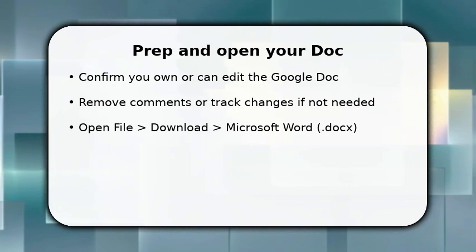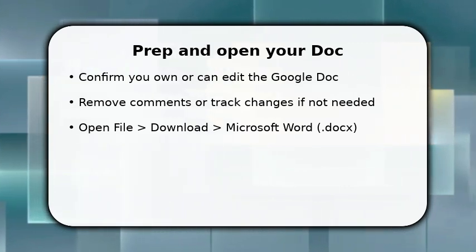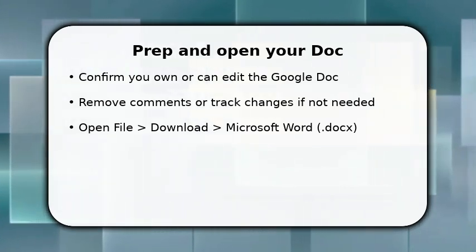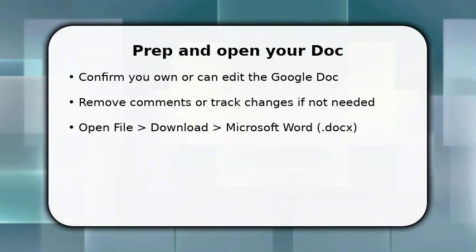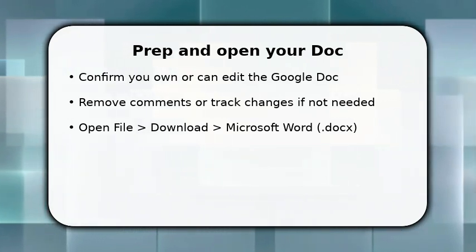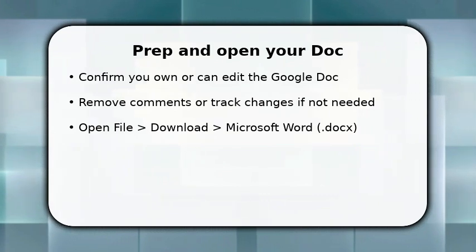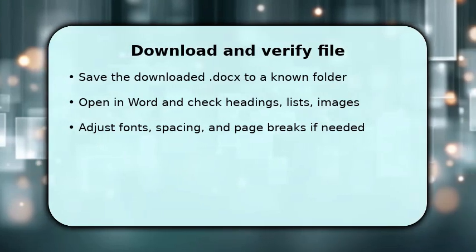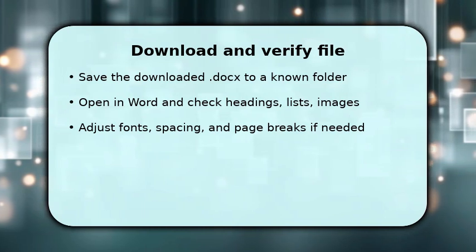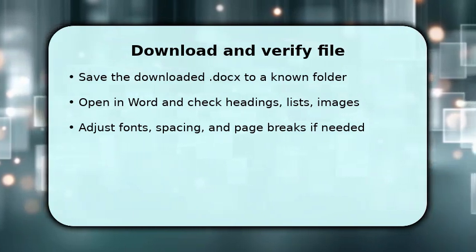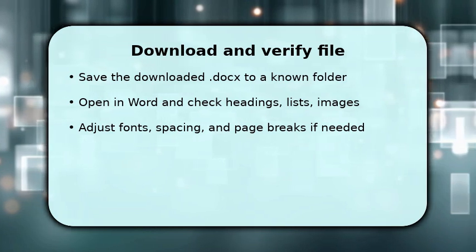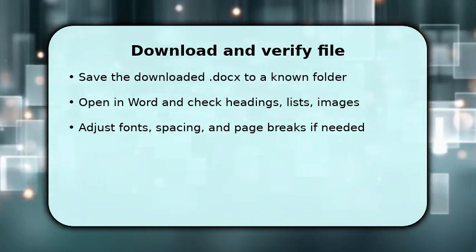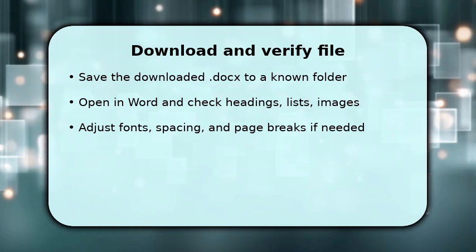DocX. Doing this first creates a native DocX file that preserves most styling and lets you continue in Word without reformatting. After selecting DocX, save to a known folder so you can locate the file quickly. Open that file in Word to inspect headings, numbered lists, tables, and images because these elements sometimes shift. If fonts differ, choose an equivalent or embed fonts through Word's options.